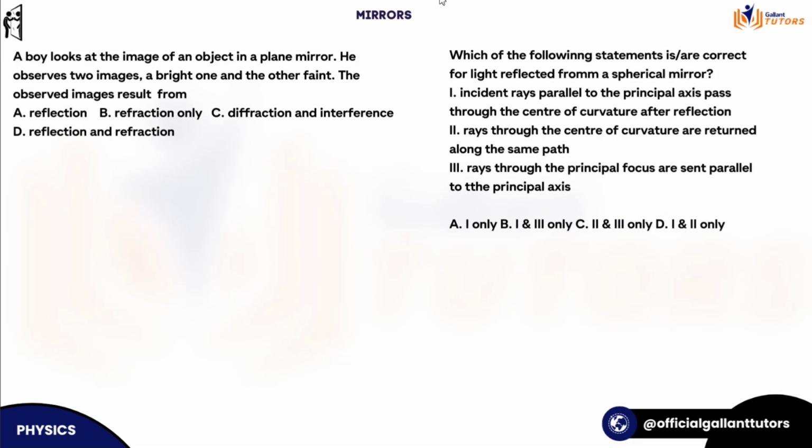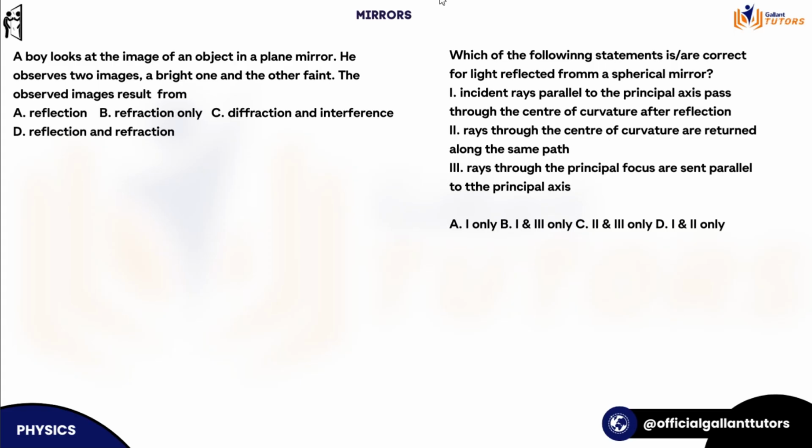A boy looks at the image in a plane mirror. He observes two images, a bright one and another one. The observed image results from where? Now, there is something you need to take note of, because if you've read too much without proper guidance, without proper understanding, you might fail this question. Yes, you might fail this question. So you have to calm down.